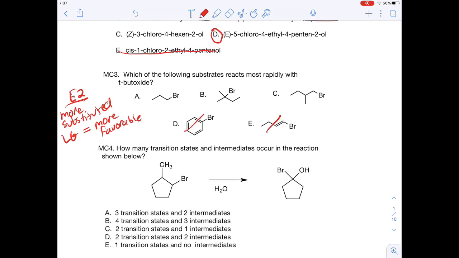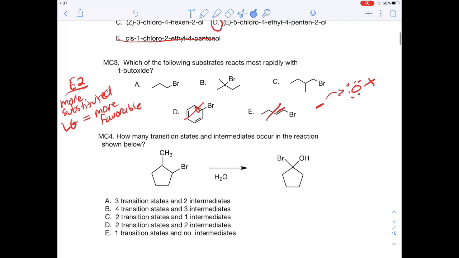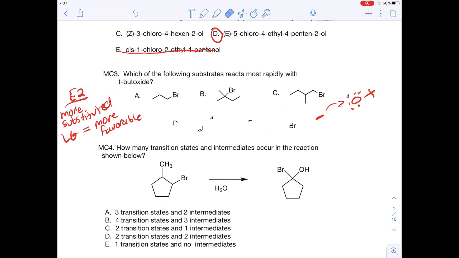The first things you can eliminate are D and E, because whenever you have a double bond on the same carbon as your halide, the electrons in your double bond are actually going to repel the electrons in your big bulky base, right? So E and D will never undergo an elimination reaction because these electrons are going to be repelling the tert-butoxide. Okay? So you can eliminate those.